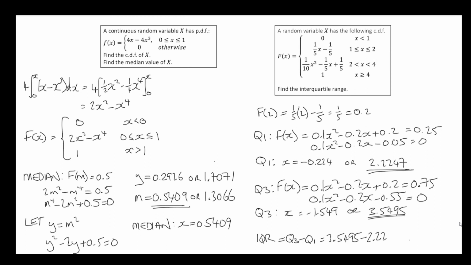What's the difference in between the two quartiles we've calculated? In this case, 1.3248. Okay, so making use of these techniques, we should be able to find a range of statistics that will be useful to us.